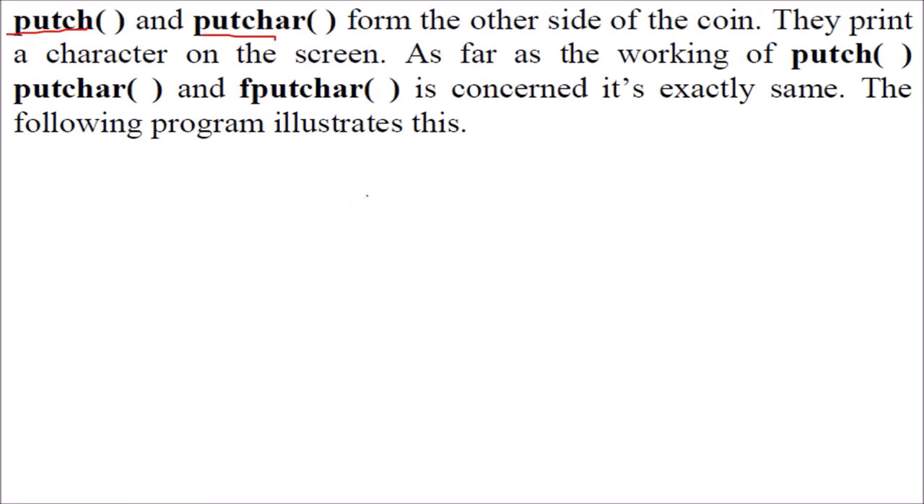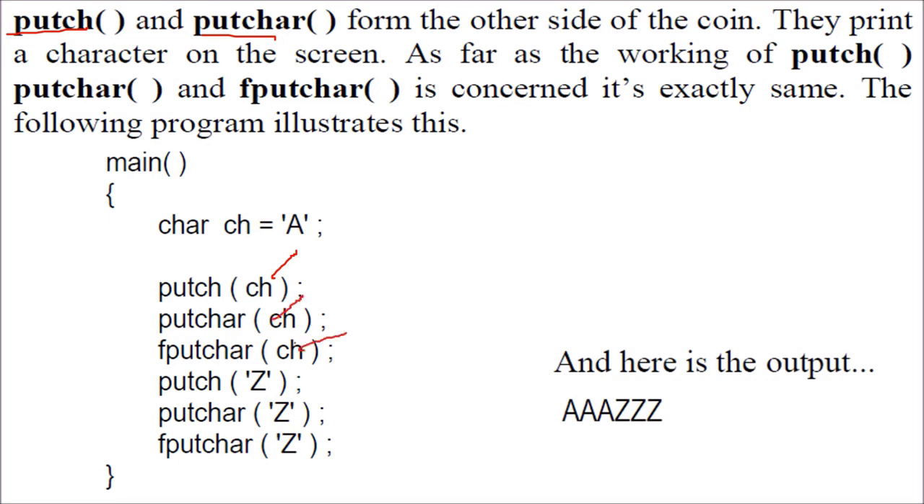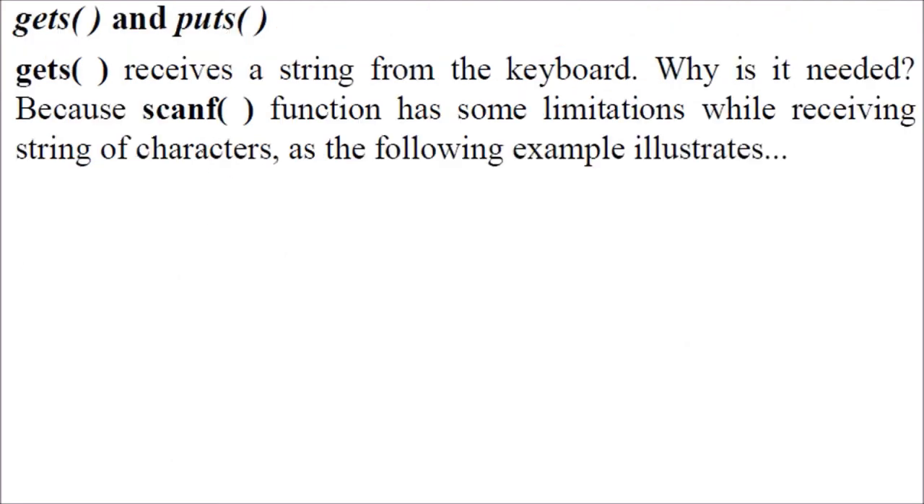Putch and putchar are the other side of the coin. The way you get, in a similar way you put also. So putch, putchar, these are exactly doing the activities which are the counterparts of the other ones. So this putch will print a, this will print a, this will print z, like this. Okay, I hope you got the idea. This is just a counterpart of the getting. Now this is putting. Getters and putters.